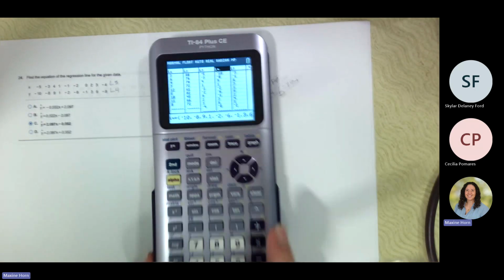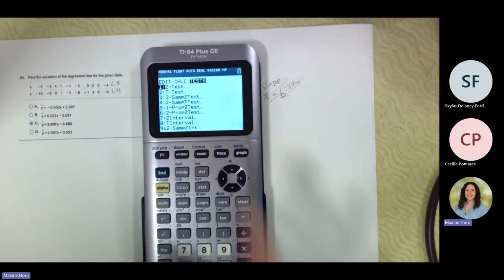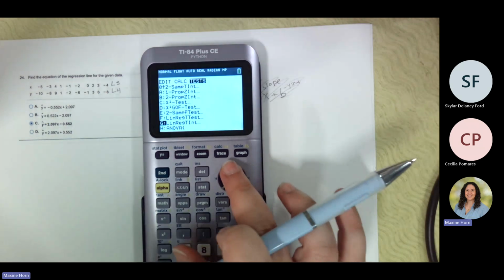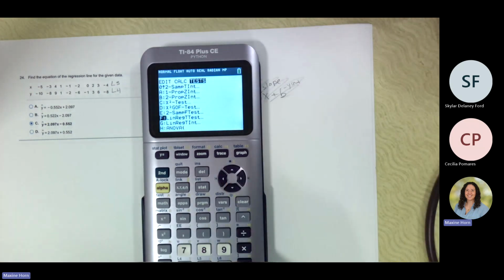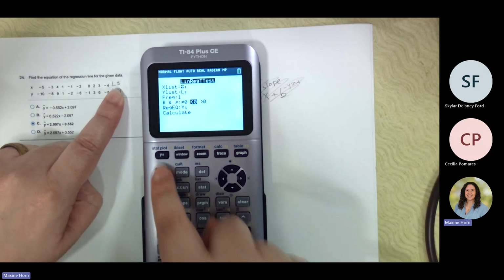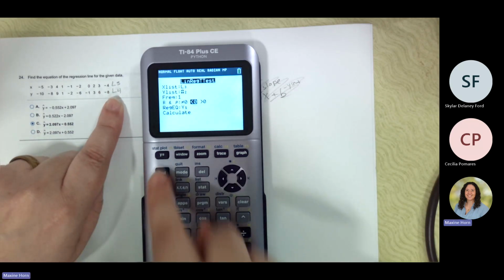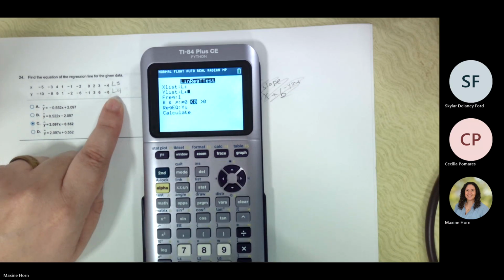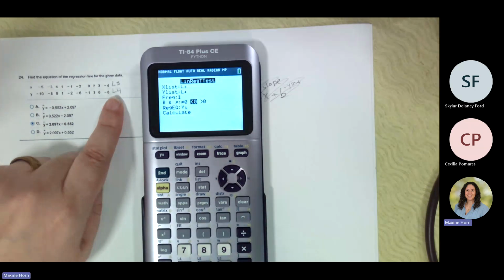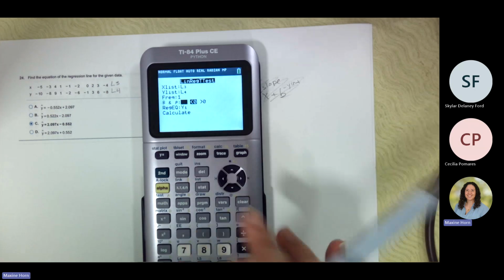Okay, so now we're going to go to stat, tests. I'm going to go up so that I can quickly get to linear regression t-test. I'm going to tell it which lists to look at. My x's were in list 3, so I'm going to say second 3. My y's were in list 4, so I'm going to say second 4. Remember, you always want your frequency to just stay at 1. And then it doesn't matter which one of these we use for now.